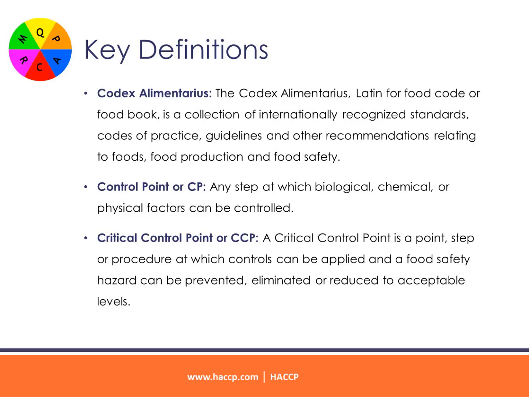Control point or CP: any step at which biological, chemical, or physical factors can be controlled. Critical control point or CCP: a critical control point is a point, step or procedure at which controls can be applied and a food safety hazard can be prevented, eliminated or reduced to acceptable levels.